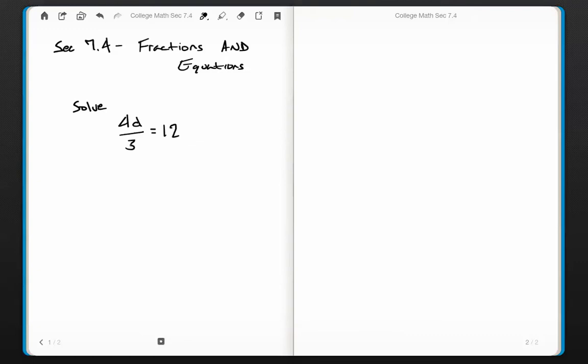the problem with this is fractions, and nobody really likes fractions. Some people are better than others, but nobody really digs them. So I want to come up with some clever way to get rid of this fraction first. So we know that 4D divided by 3, or 4D over 3, is really division. A fraction is division. We're dividing by 3.